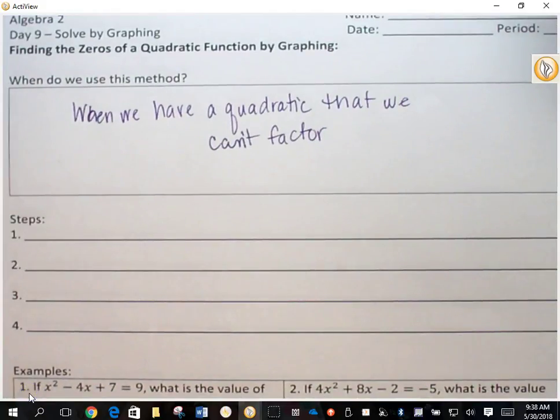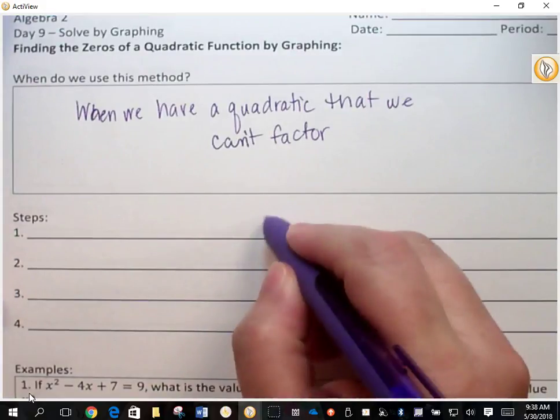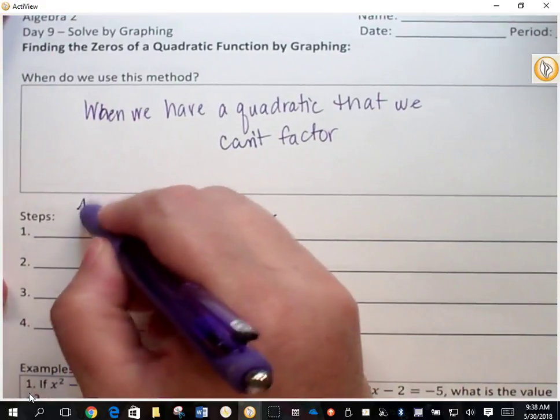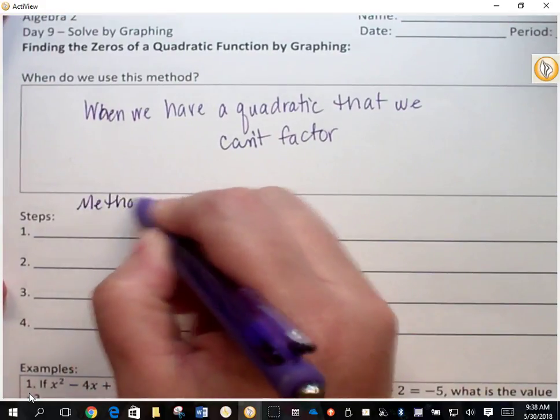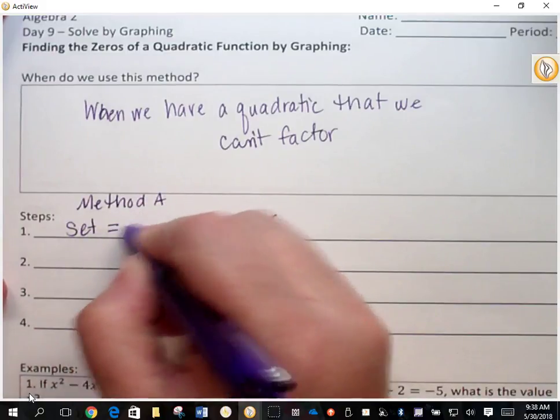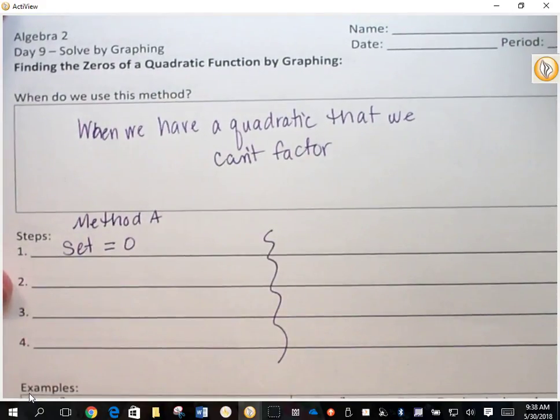So there are 4 steps to do this. There's actually 2 different ways you could go about this. I'm going to give you the first one way, and then I'm going to show you another way, and you can decide which one you want to use. So step 1 for method A is you want to set your equation equal to 0. In other words, whatever the equation is equal to, you want to get it so that it's equal to 0.